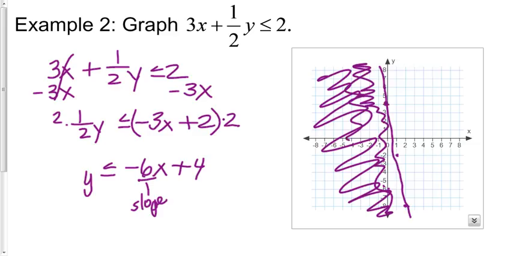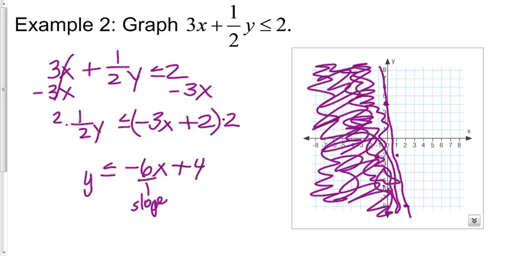Now, if you wanted to check that you've got the correct shaded region, what you could do is pick a point in the shaded region and test it. So I notice right away that 0, 0 is in the solution region. So I'm going to test 0, 0 because it seems like an easy point to test. And that'll tell me if I shaded the right side.